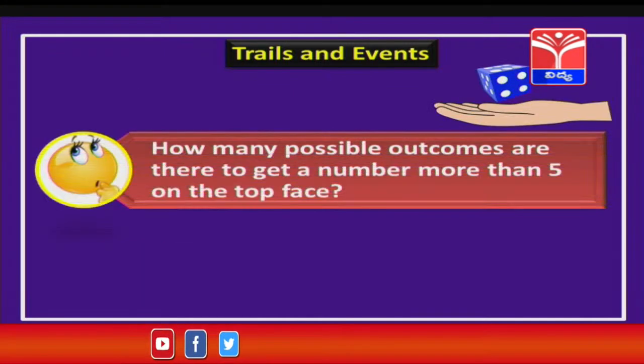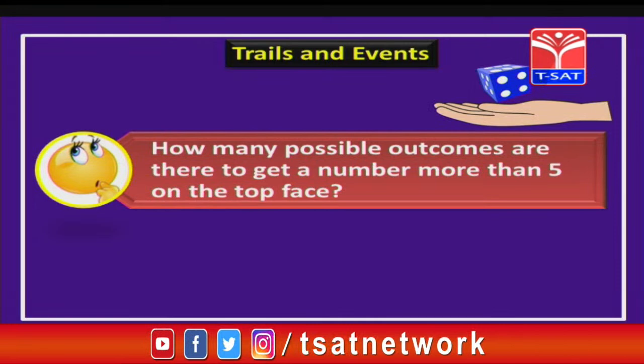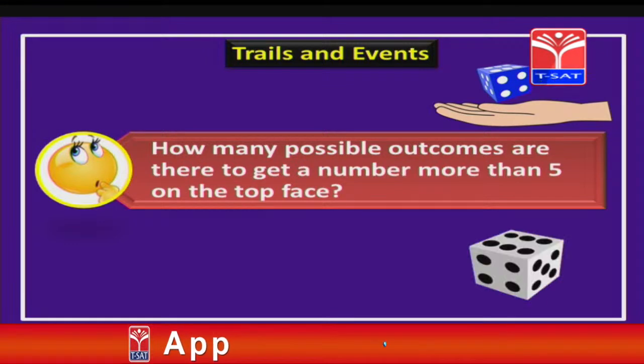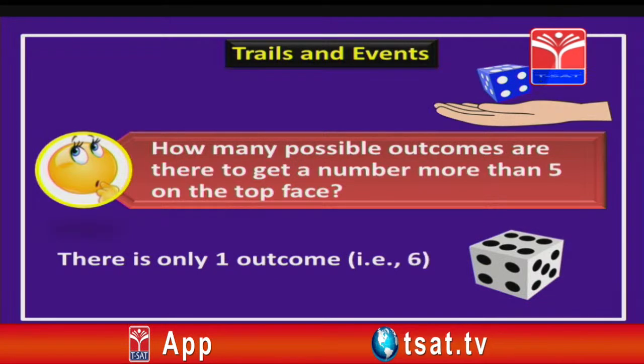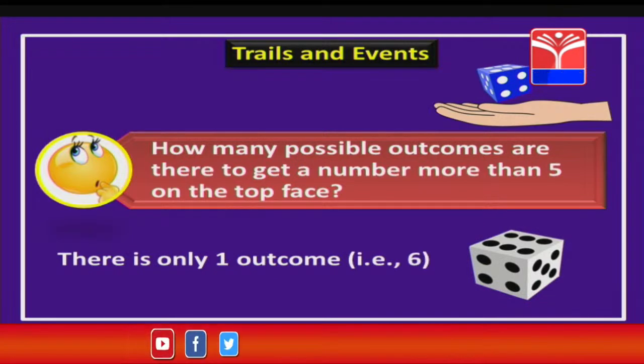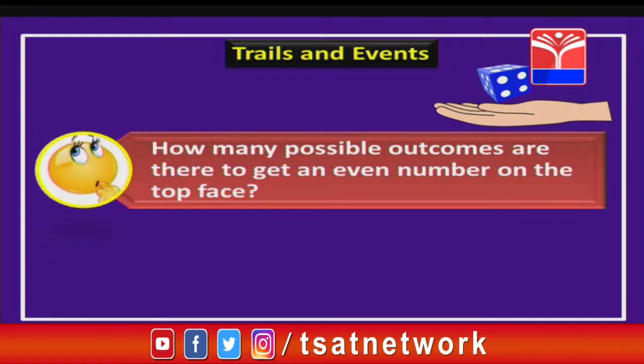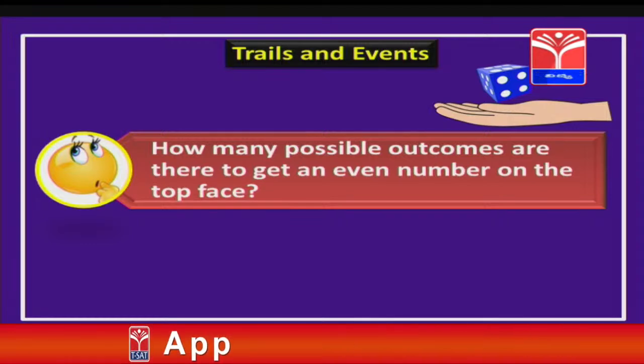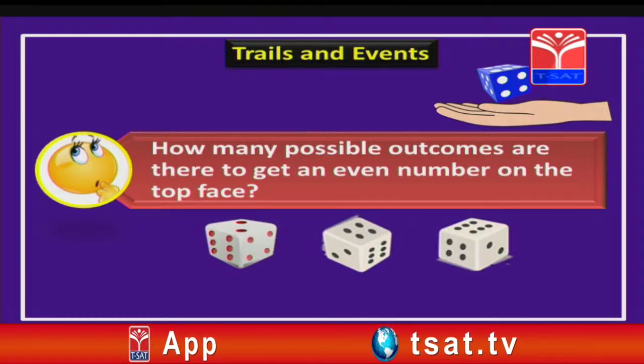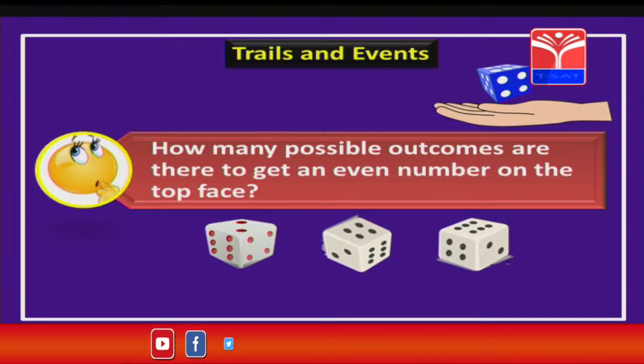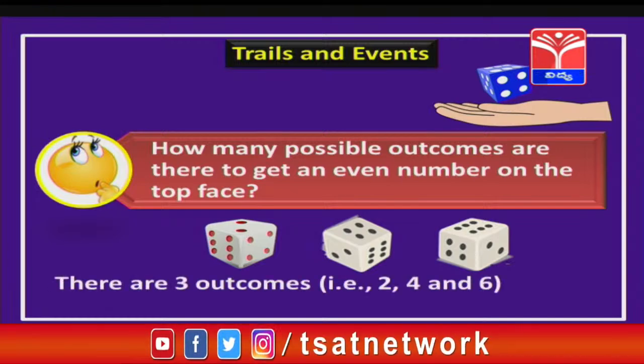Got it, children? And how many possible outcomes are there to get a number more than 5 on the top face? There is only one, right, children: the number 6. That means there is only one outcome, 6, which can come when we roll a dice. How many possible outcomes are there to get an even number on the top face when you roll a dice? We have 3, because 2, 4 and 6 are all even numbers. That means there are 3 outcomes: 2, 4 and 6.